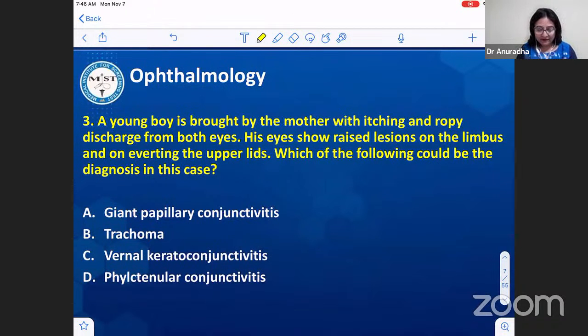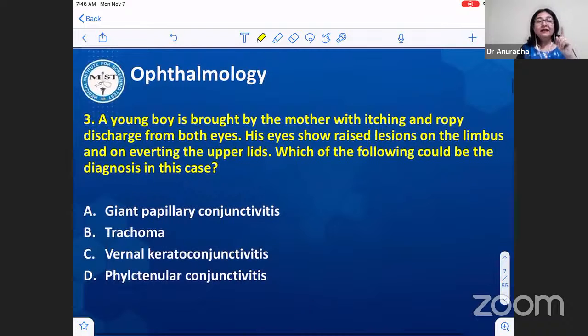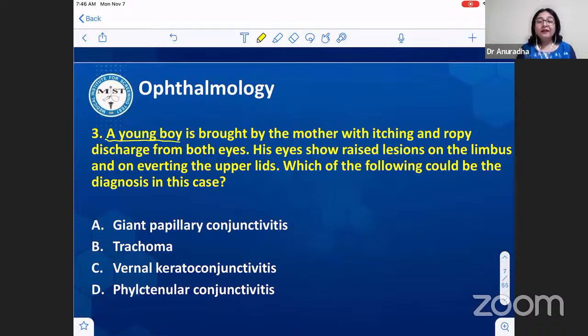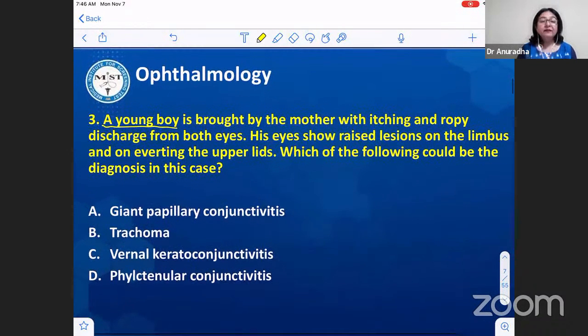Okay. Now coming to the next case scenario. A young boy, so again, the age group, a young boy is brought by the mother with itching and ropey discharge. So these are the two keywords here, itching and ropey discharge from both the eyes. His eyes show raised lesions on the limbus and on everting the upper lid. So they have given you the signs of the condition. Which of the following could be the diagnosis in this case?